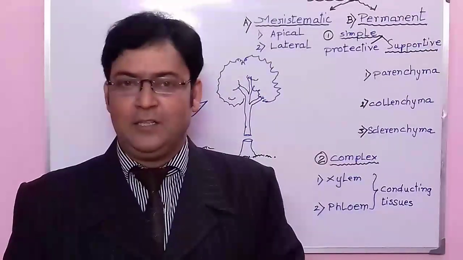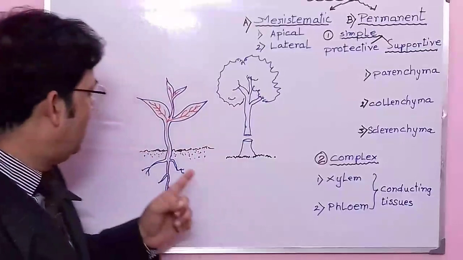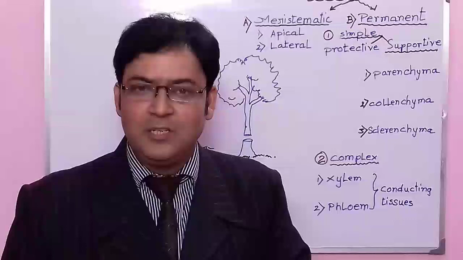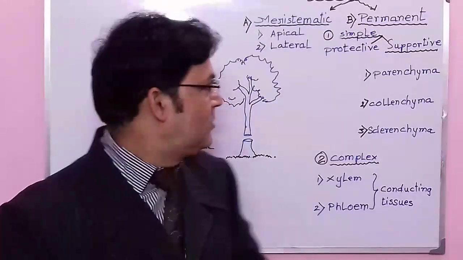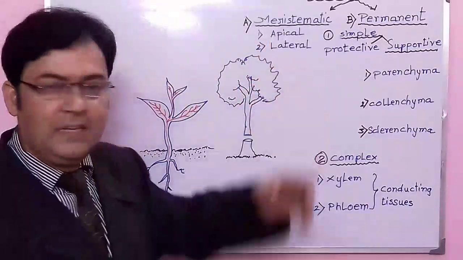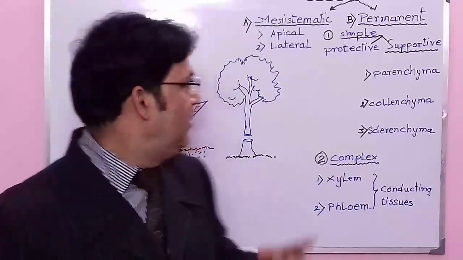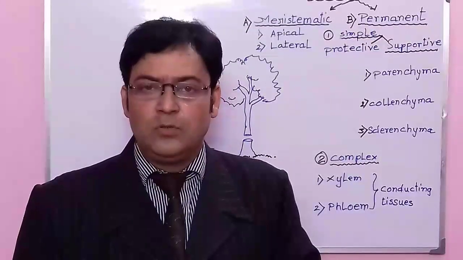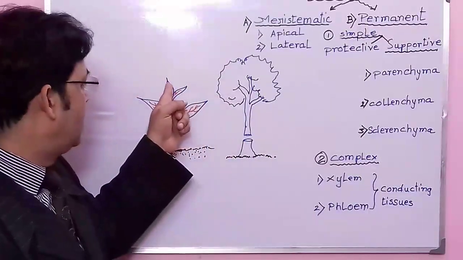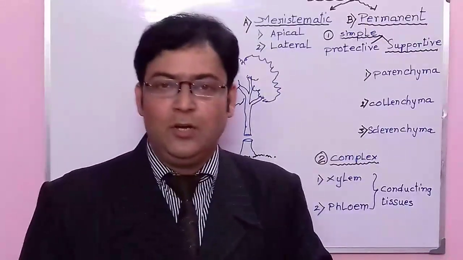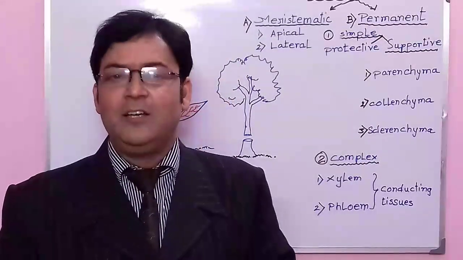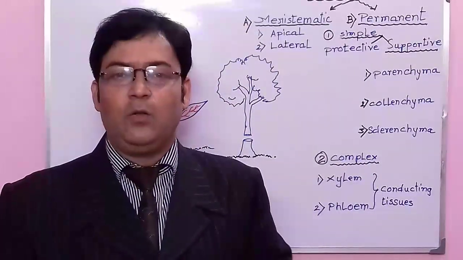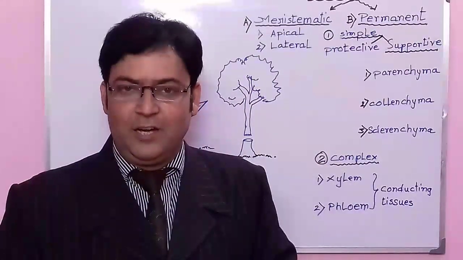And where are they found? They are found at the growing tips of the roots and the shoots. So meristematic tissues are two types: apical and lateral. Apex means at the end, at the tip of the stem or tip of the root. They are found at the growing ends of the stem and the growing end of the roots. And the cells are small in size, thin-walled, large nucleus, and all the time they are dividing.